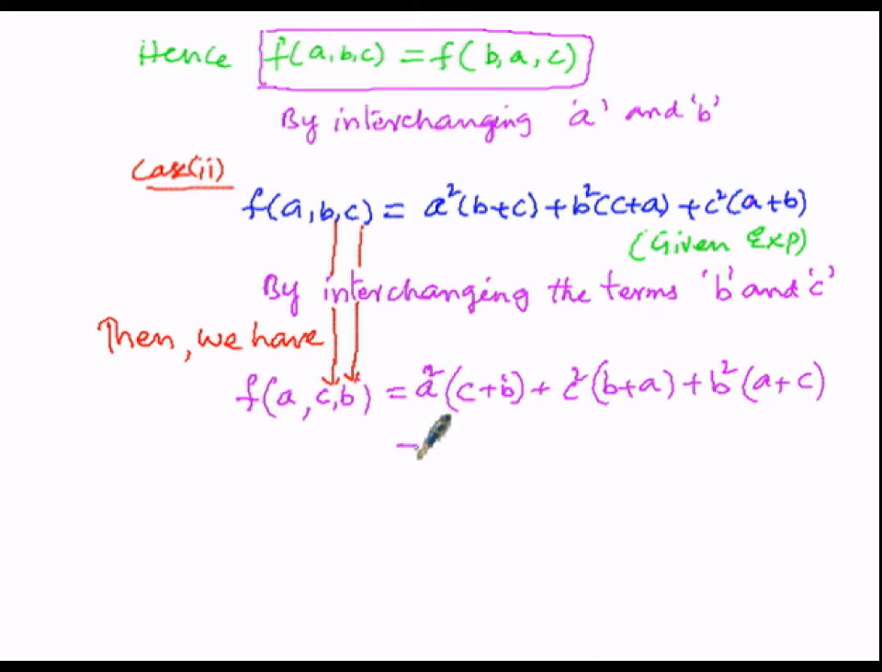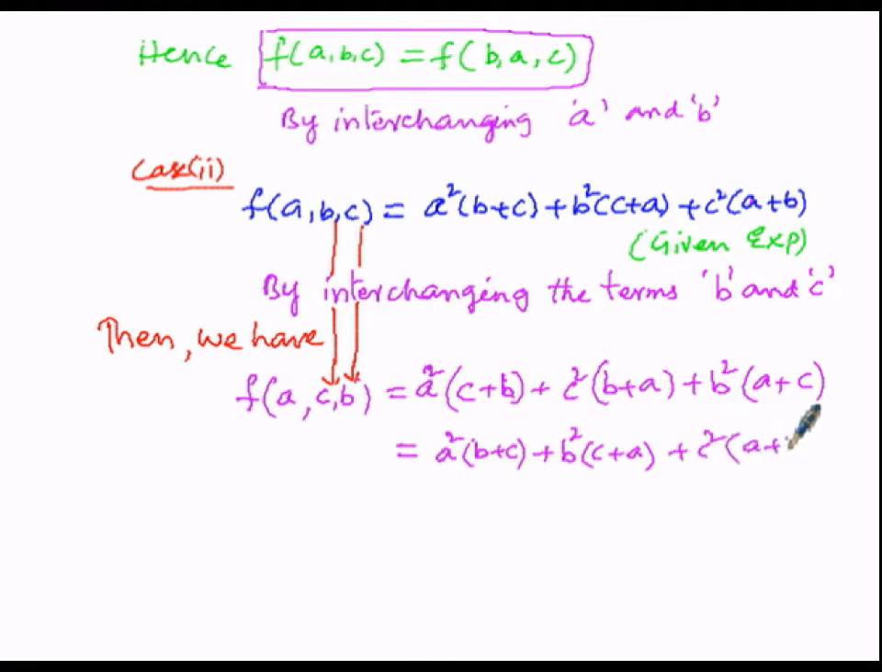To write in an order, a square into c plus b can be written as b plus c. Commutative holds good here. Then after a, I want to write b square, that is the third term in the place of the second term. So b square into, instead of a plus c, I want to write c plus a, plus the third term as c square, b plus a as a plus b.